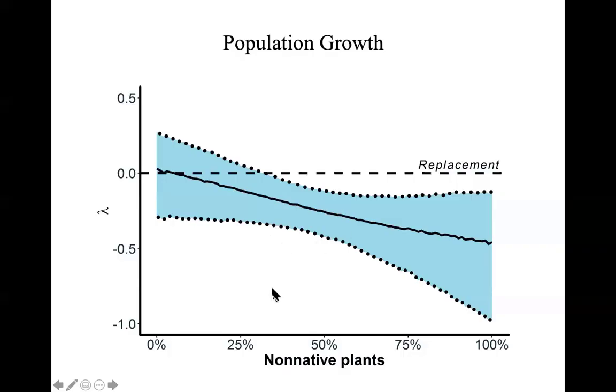And if you put all that information together in a population growth model as a function of the percentage of non-native woody plant biomass in your yard, from none to 100%, this is what you get.